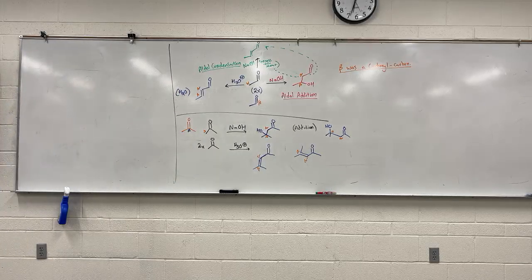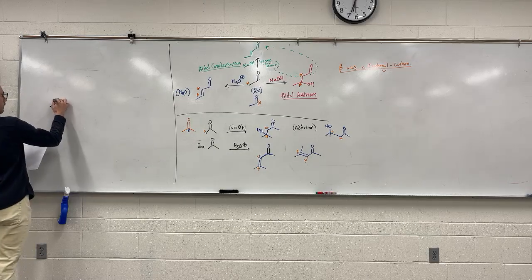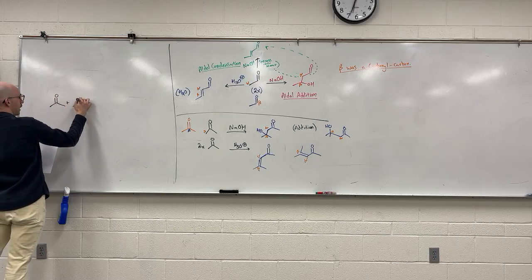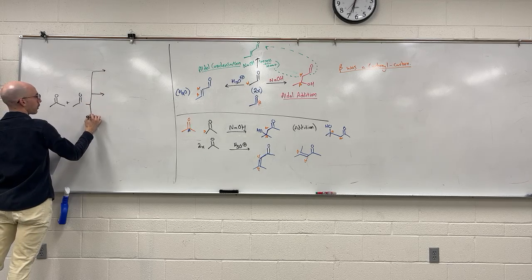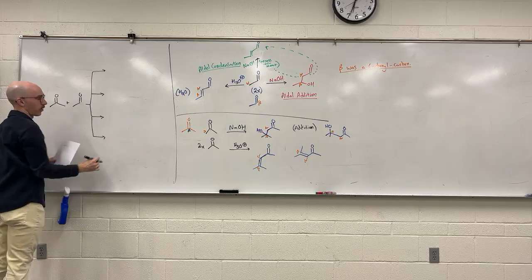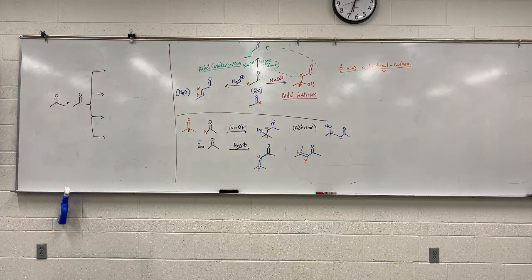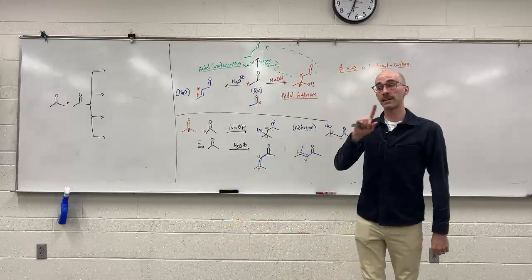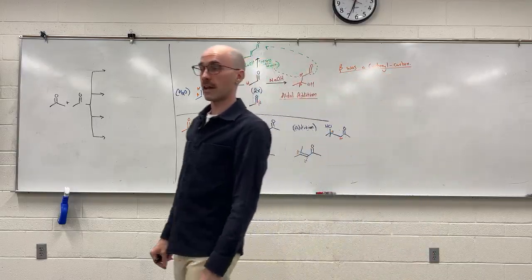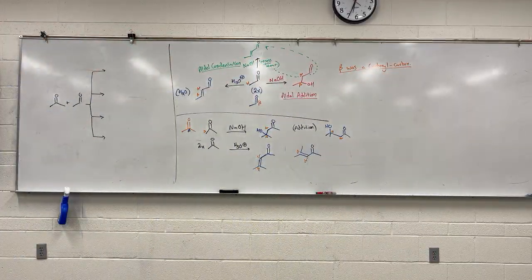Okay, so on this next flow chart, we've got acetone and acetaldehyde. And we're saying that there are 4 different products that can form. Why? And for clarity, let's look at the 4 condensation products that can form. We're not looking at addition products here.